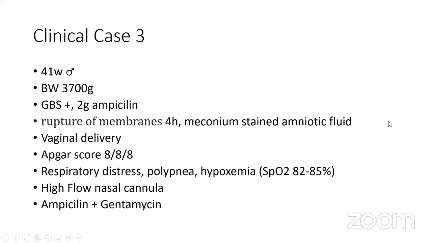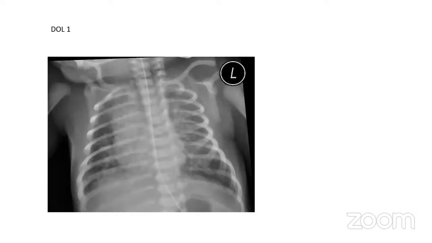Sorry, I'm not copying Doris, but this is also a case of meconium-stained amniotic fluid. It's a term baby. The mother was GBS positive with incomplete prophylaxis. The membrane rupture was 4 hours before birth, and it was meconium-stained amniotic fluid. It was a vaginal delivery. The baby was born pretty well, and immediately started with respiratory distress, polypnea, hypoxemia, need of oxygen, and was connected to high flow nasal cannula and started on antibiotics. This was the X-ray immediately after birth.